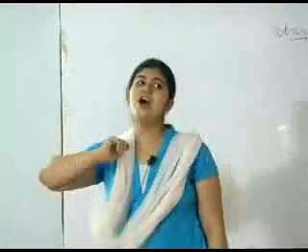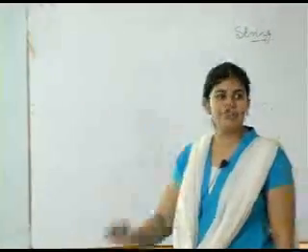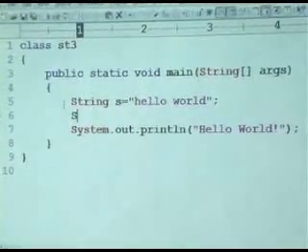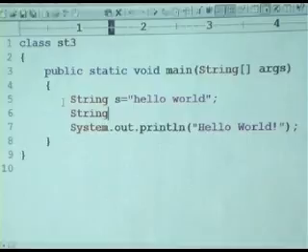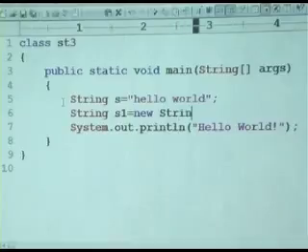I don't want to create it this way. I want to create it the way all the Java objects are being created. I want to say string s equal to new string. Okay, let's place this and say string s1. We'll create another string, string s1 equal to new string, and give parenthesis, and inside the parenthesis give the string value as hello world.